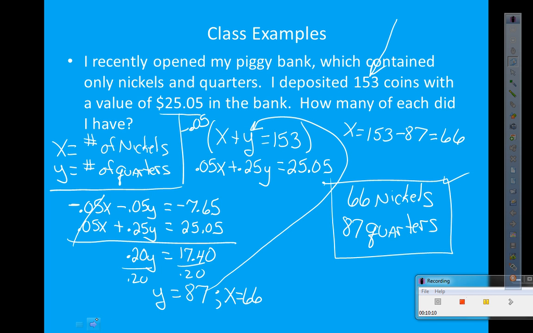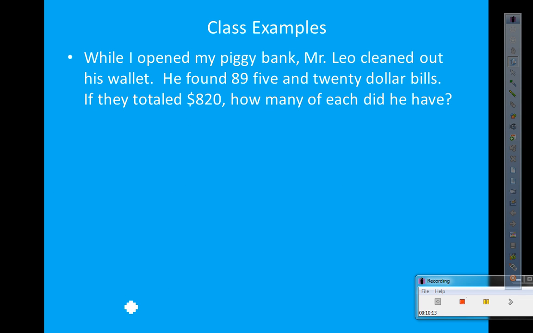And you can always pause the video, replay it, backtrack it. Here's your number 3. While I opened my piggy bank, Mr. Leo cleaned out his wallet. He found $5 and $20 bills. If they totaled $820, how many of each did he have?